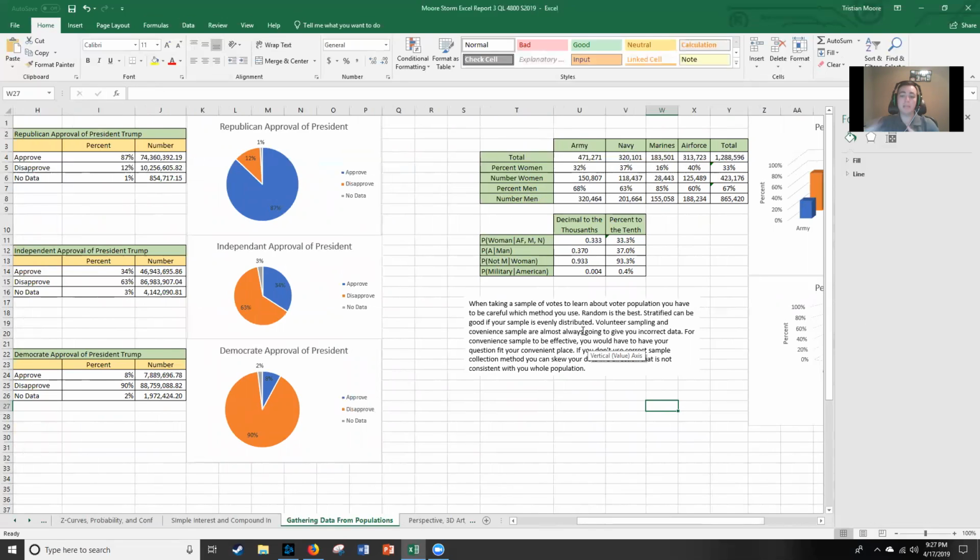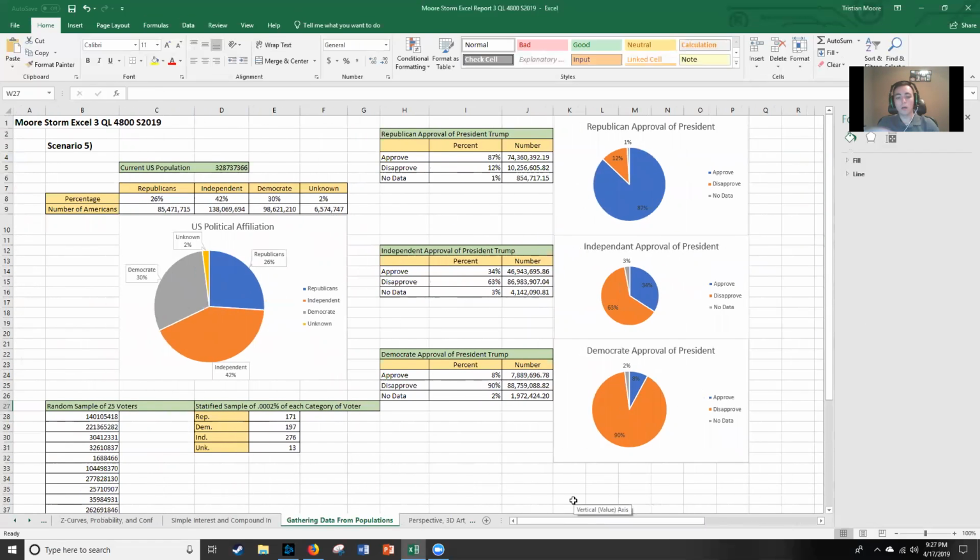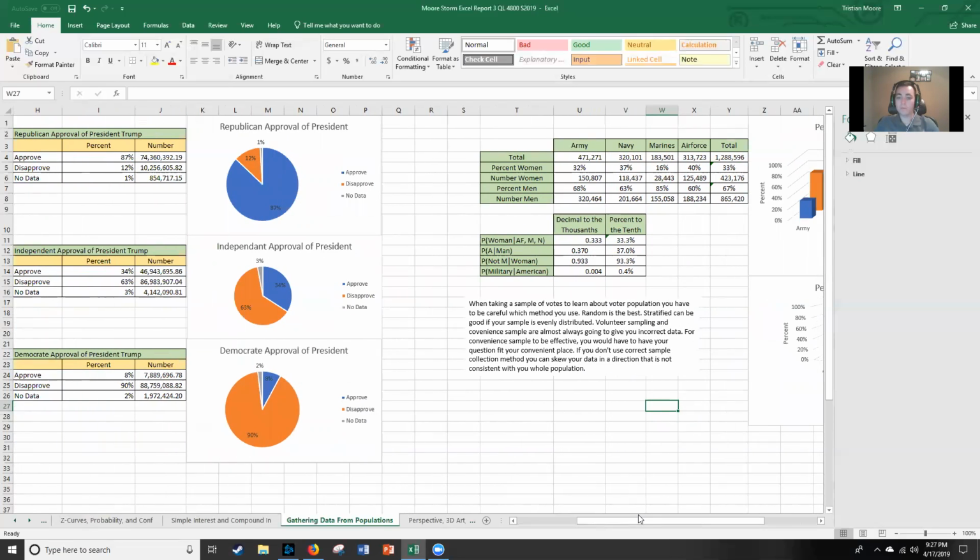For convenient sampling to be effective, you'd have to have your question fit your convenient place. For example, if you wanted to learn about the most popular exercises by active people at a gym, it would be convenient to just go to the gym and ask people who came in what their favorite thing to exercise would be. If you don't use the correct sample collection method, you can skew your data in a direction that's not consistent with your entire population.